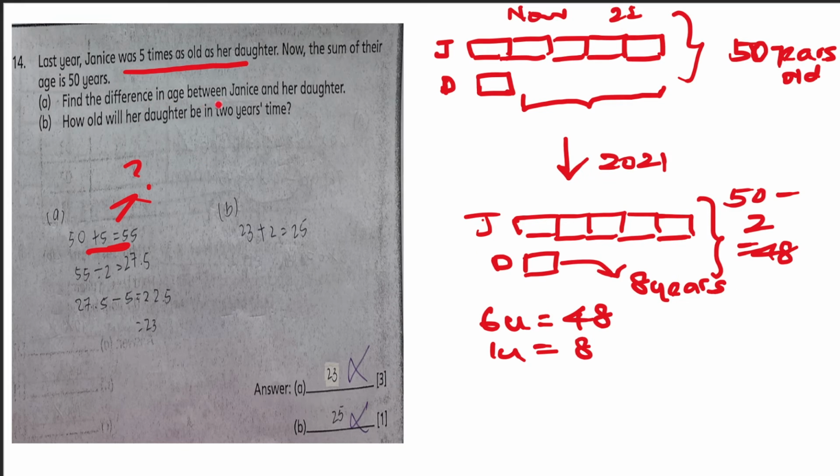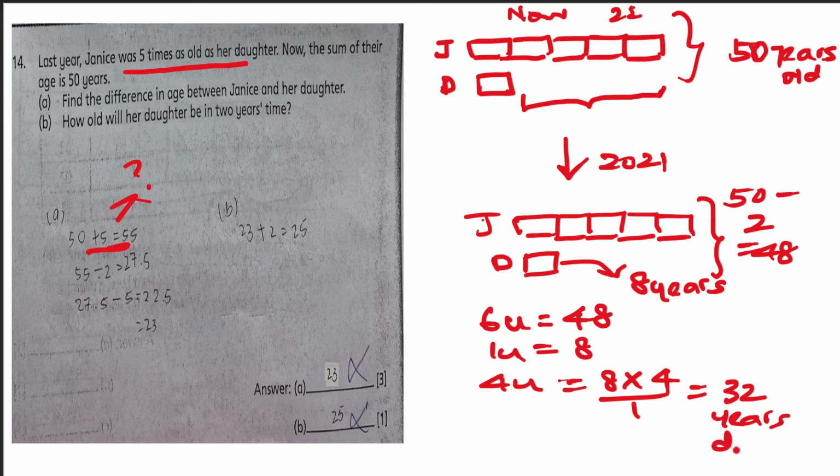Okay? What is the age difference? As I've said, the age difference is actually 4 units. 1, 2, 3, 4. So 4 units equals 8 times 4 divided by 1. They're actually 32 years difference. Okay? So how can I actually write? This is 32 years difference.